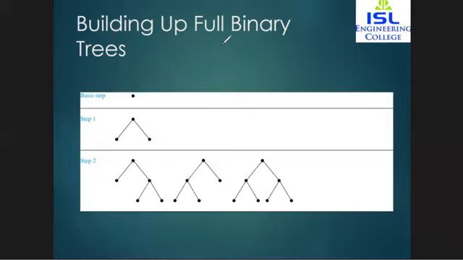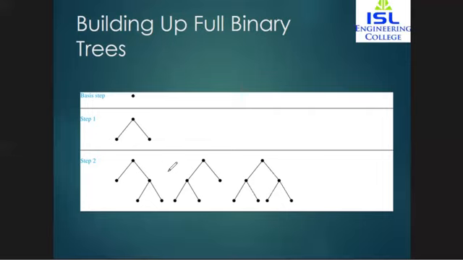In the next step, since you are supposed to consider it as a full binary tree, you are supposed to consider two children each time for a single node. So this is your step 1. In step 2, you will keep adding two children either to the left child or the right child, or to both of these children. So this is the way you are constructing a full binary tree.